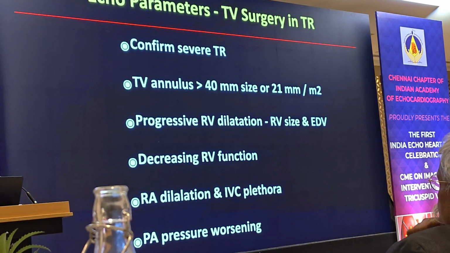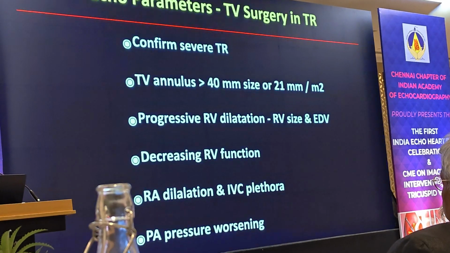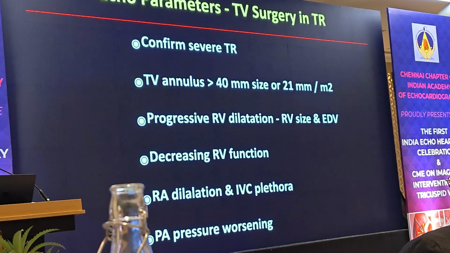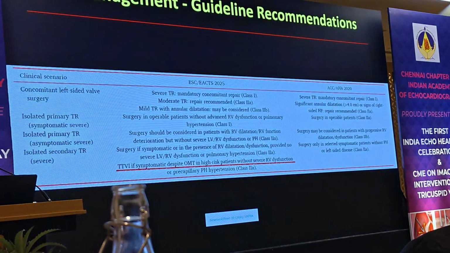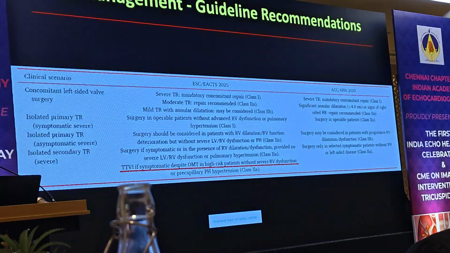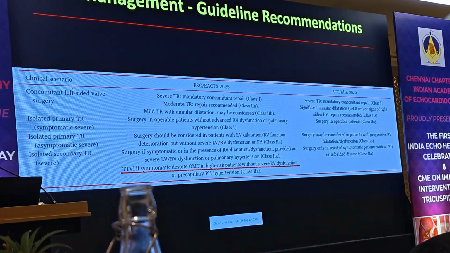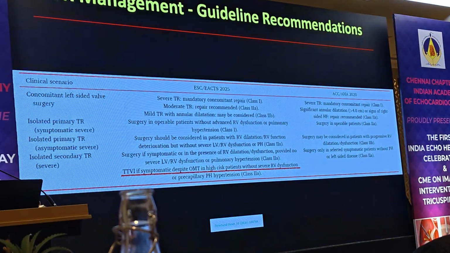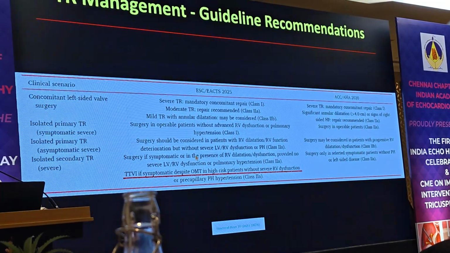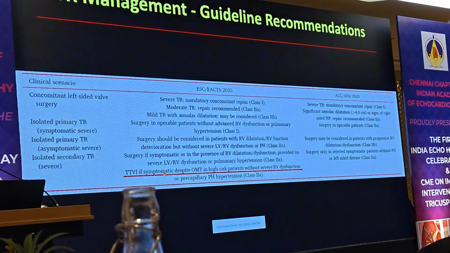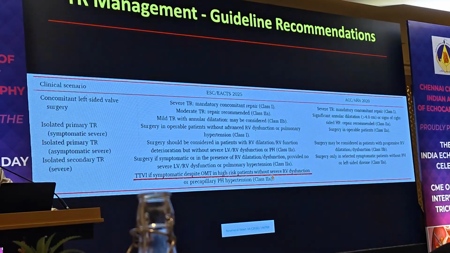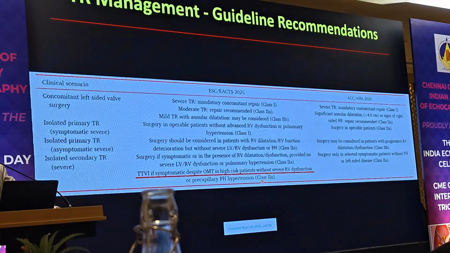And the decreasing RV function, the parameters I pointed out earlier, and then RA dilatation and the IVC plethora tell you what is happening. And of course, the PA pressure worsening also. So this is a combination of both societies, looking at the various ones, put in a very different way. But what's important here is that in the 2025 guidelines they bring in TTVR: if symptomatic despite optimal medical therapy, and in high-risk patients without severe RV dysfunction, it comes into class 2A here.